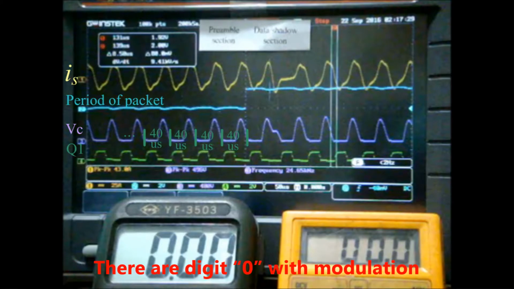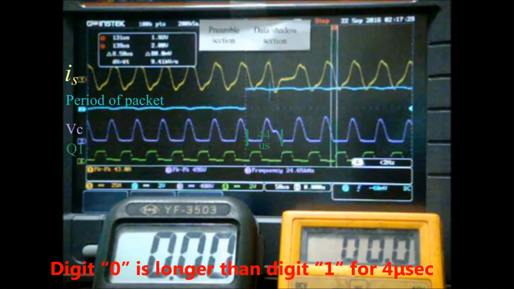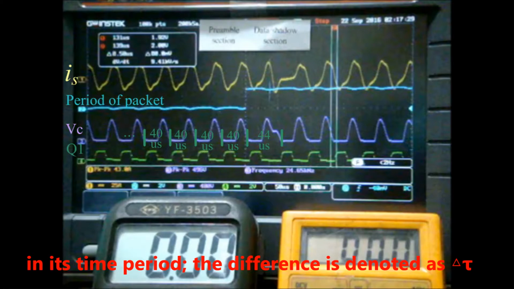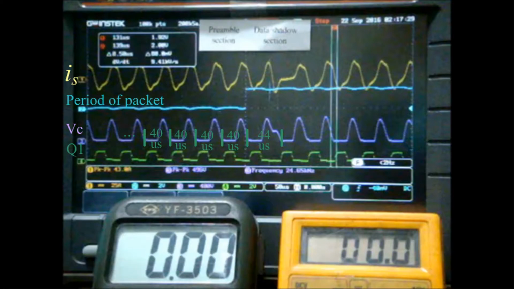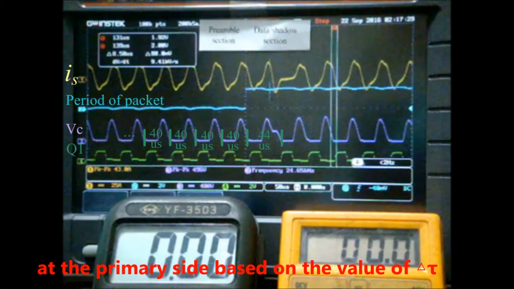There are digit 0 with modulation in the data section. The time period is 44 microseconds. Digit 0 is longer than digit 1 by 4 microseconds in its time period. The difference is denoted as delta tau. It was obtained by decreasing the duty cycle of Q2. We discriminate digit 0 from digit 1, received at the primary side, based on the value of delta tau.